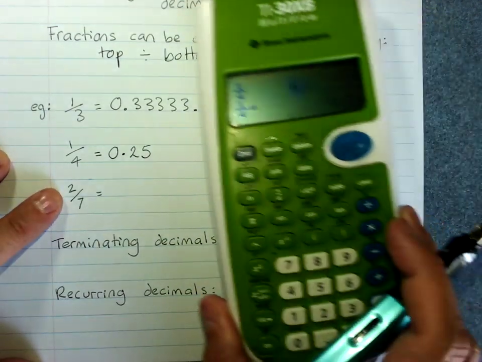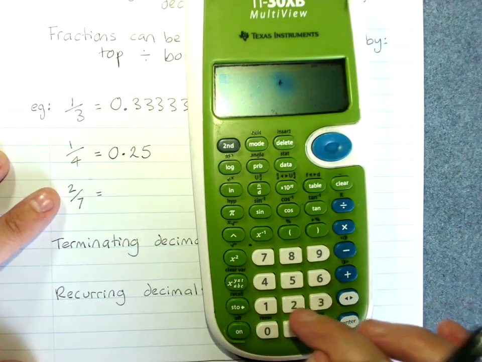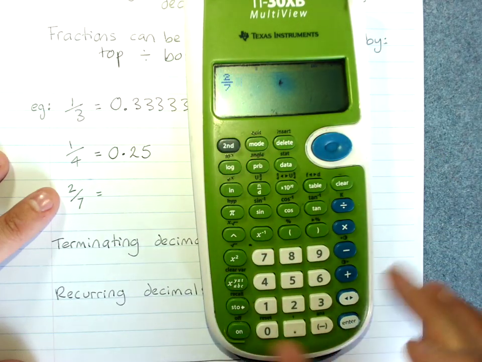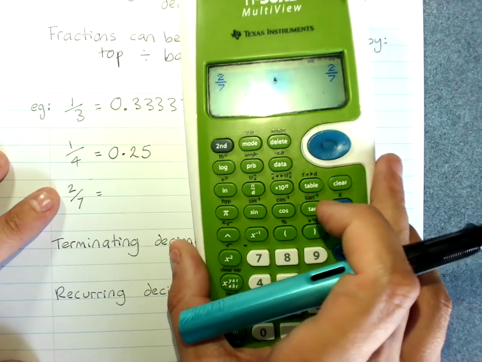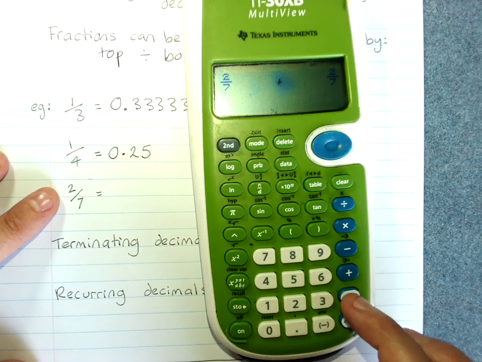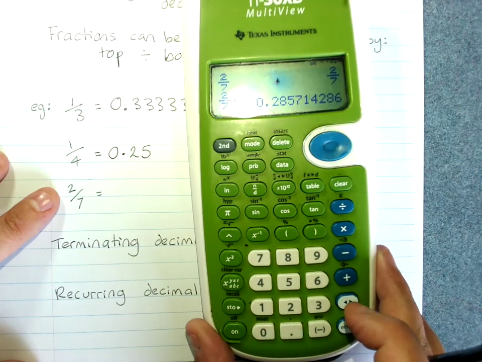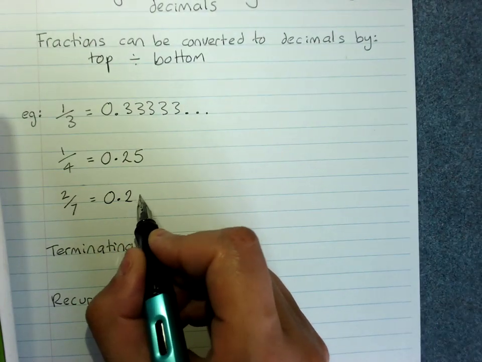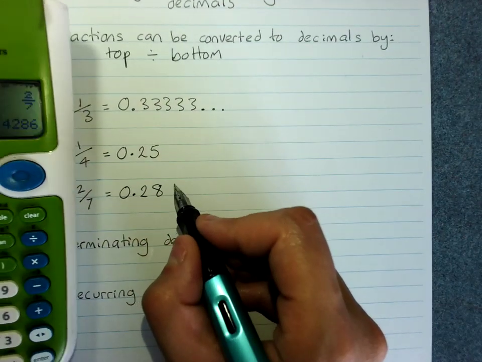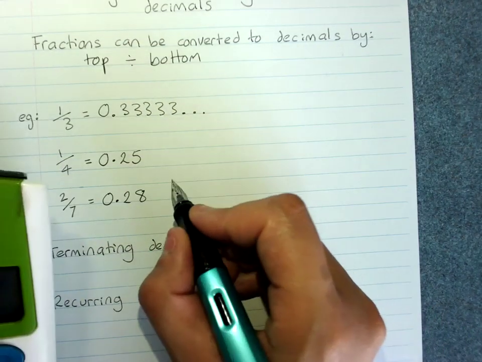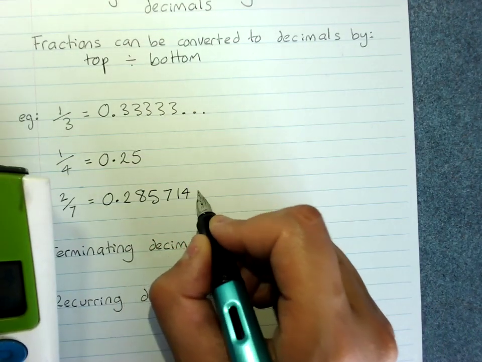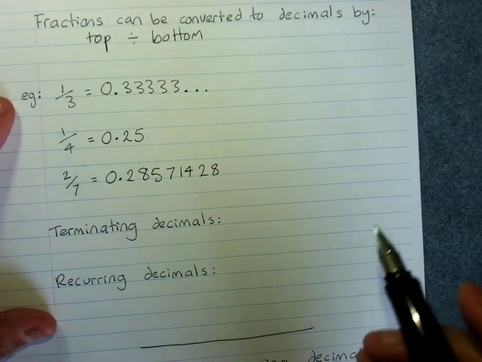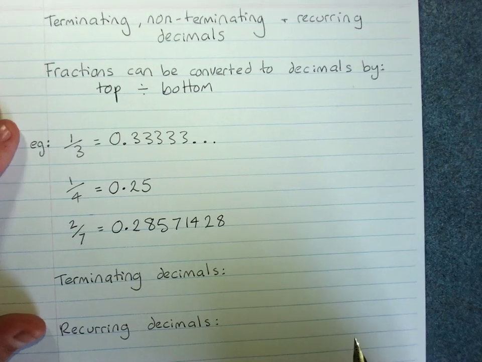Or here I've got 2 divided by 7, 2 over 7. Get your fraction, hit enter, and when you've got a fraction answer, use the double button here. And again, that's a decimal that keeps on going for quite a while. 0.28571428, and that is quite a big number.